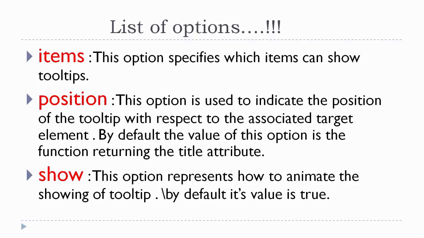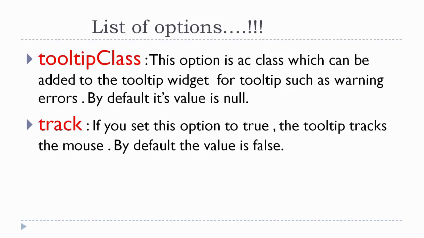Position. This option is used to indicate the position of the tooltip with respect to the associated target element. By default the value of this option is the function returning the title attribute. Do you want to set the tooltip at the right hand side of your program or at the left hand side? This is defined by the position. Show. This option represents how to animate the showing of the tooltip. By default its value is true.